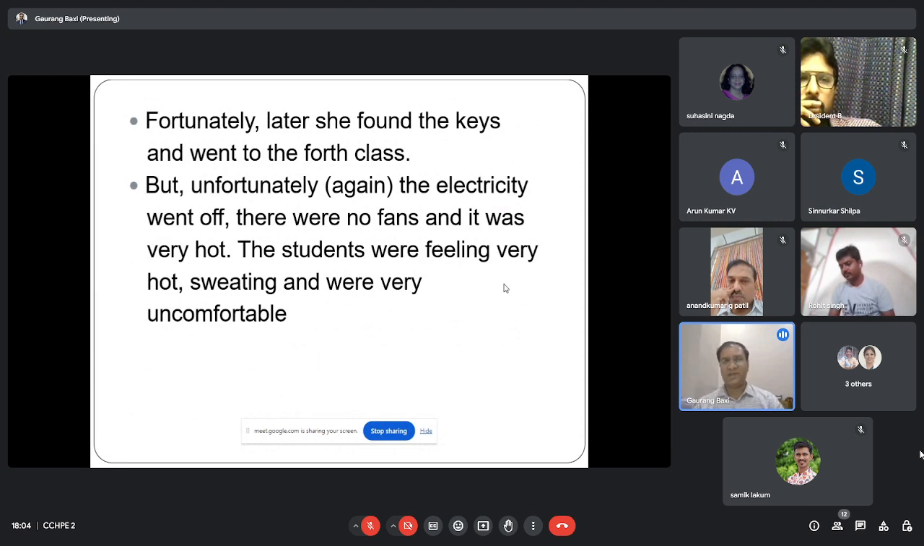While the test was being conducted for the third class, finally she found the keys and went to the fourth class. But again, the electricity went off, and there were no fans. The students were grumbling. It was very hot and sweaty. But somehow the students managed to give the test, and then she collected all the papers back. So finally, at the end of the day, Mrs. Vidya, the teacher, has taught this topic and has managed to take an assessment for all the four batches.